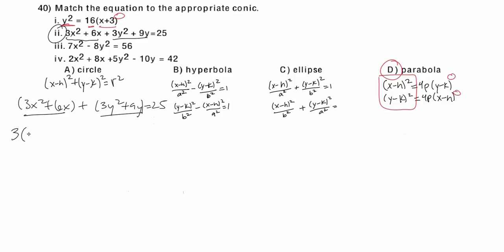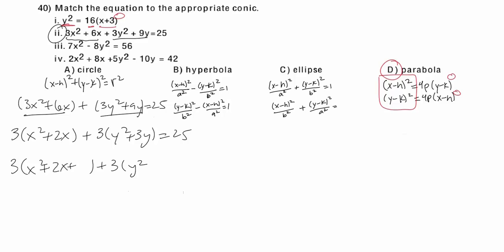So we have 3 times x squared plus 2x plus 3 times y squared plus 3y still equals 25. Now let's go ahead and begin completing our square for both sides. So we know we have 3 times x squared plus 2x plus a number plus 3 times y squared plus 3y plus a number equals 25 plus a number plus a number. Let's start with our x's.